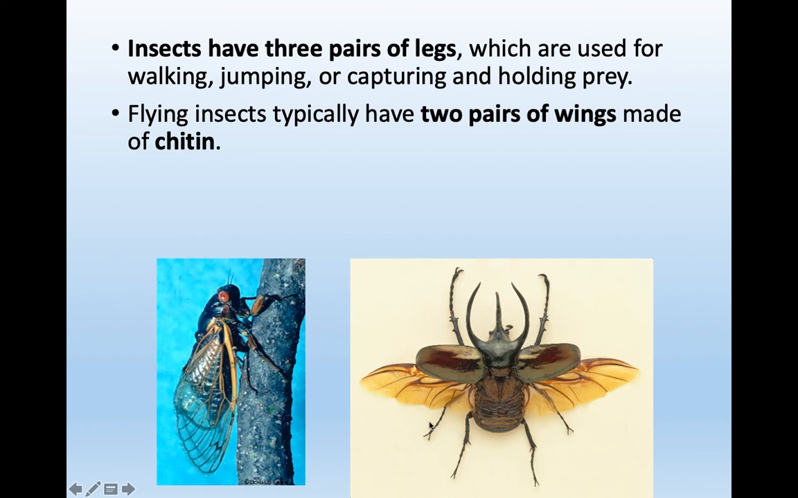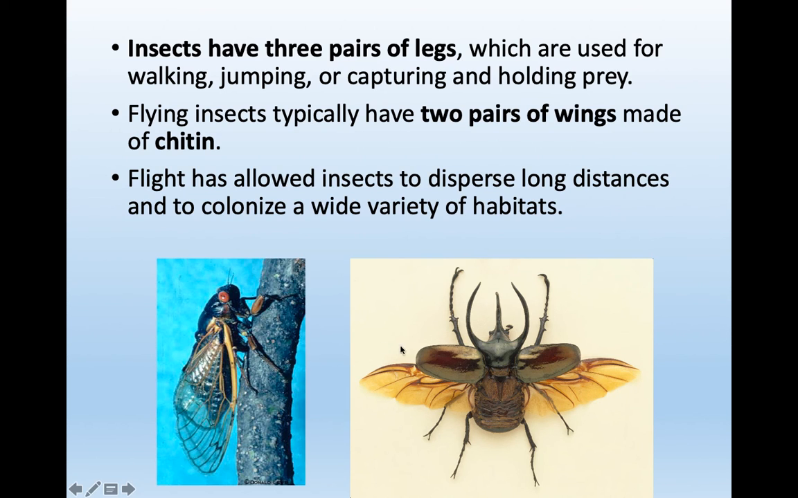Remember, there are fore wings and hind wings. Fore wings generally are tougher and more protective, and the hind wings are the ones that are used for flight. Okay, and flight is a very important adaptation for insects because it allows them to travel long distances to colonize a wide variety of habitats.